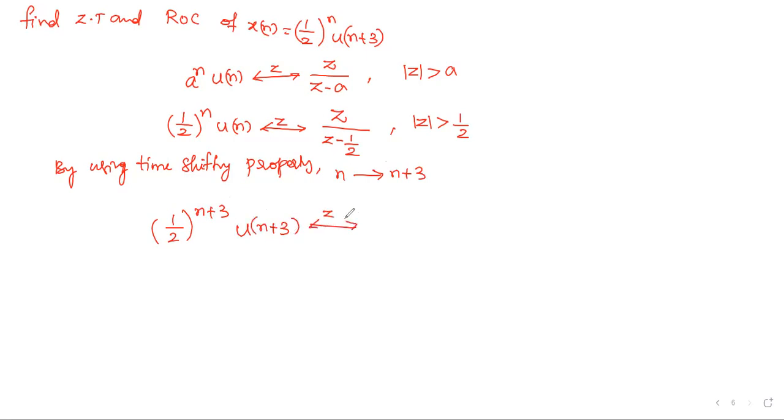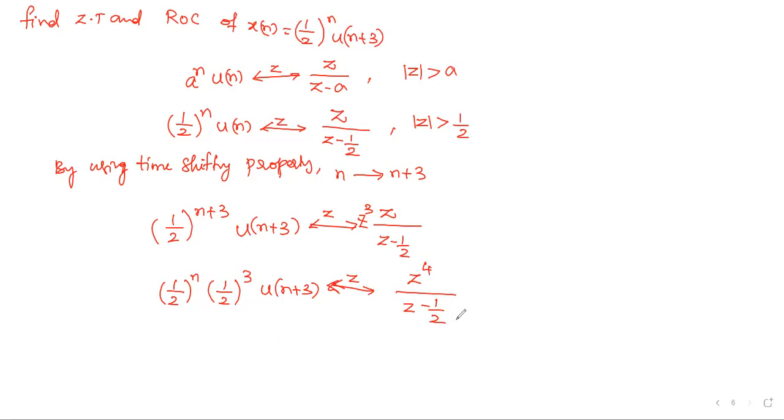What will the z transform be? z by z minus 1 by 2. But there is a shift. What is the shift? z power plus 3. That means you need to multiply with z cube. Now, you see here, you separate these terms: 1 by 2 whole power n, 1 by 2 whole power 3 into u of n plus 3. The z transform will be z power 4 by z minus 1 by 2. The ROC doesn't change. It doesn't affect the ROC.